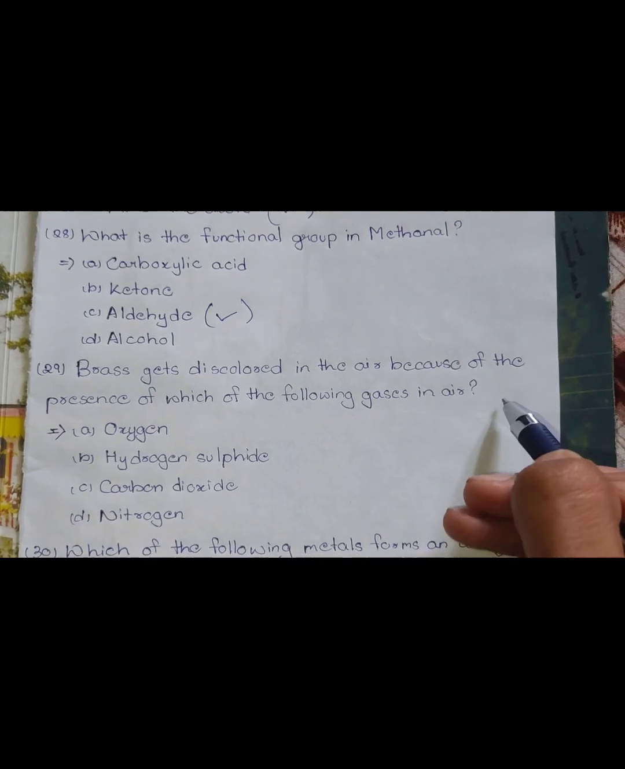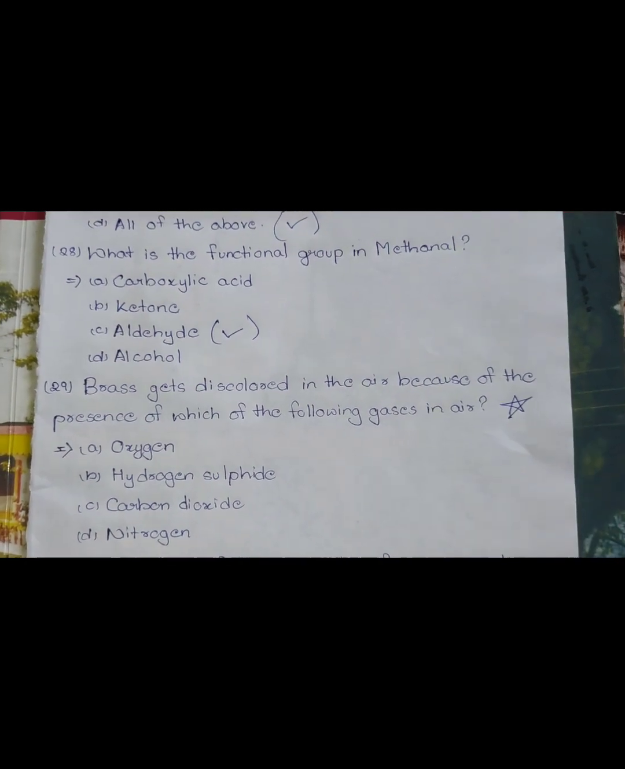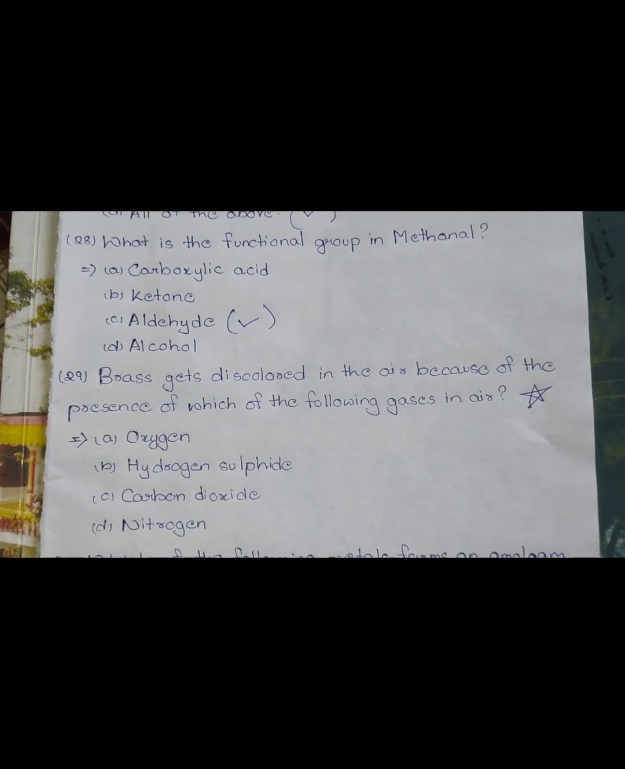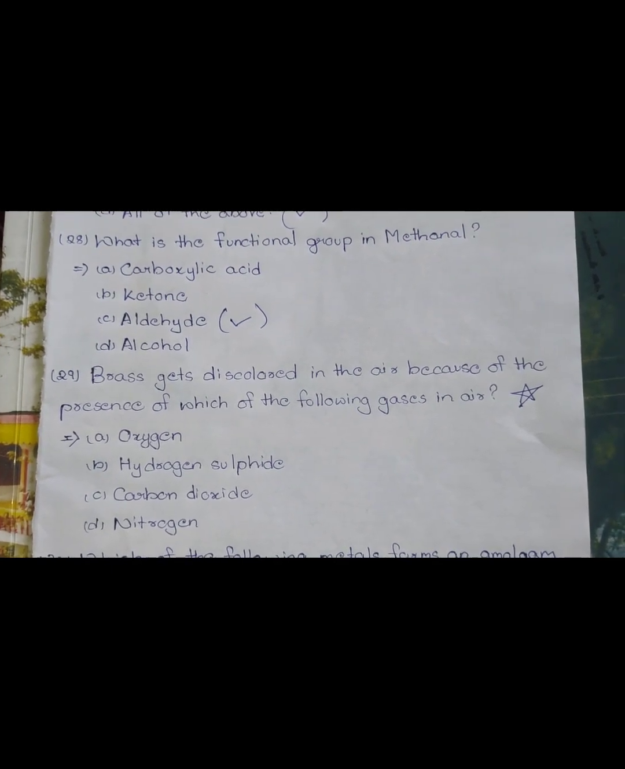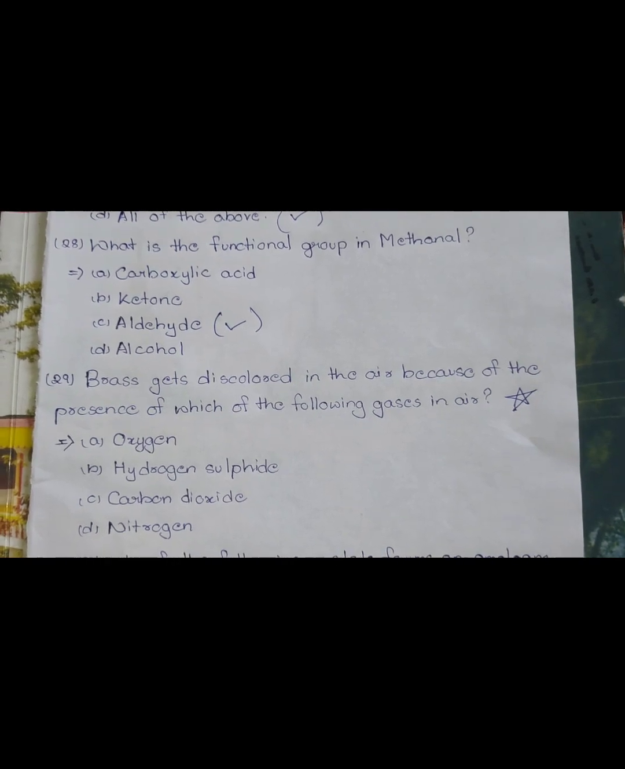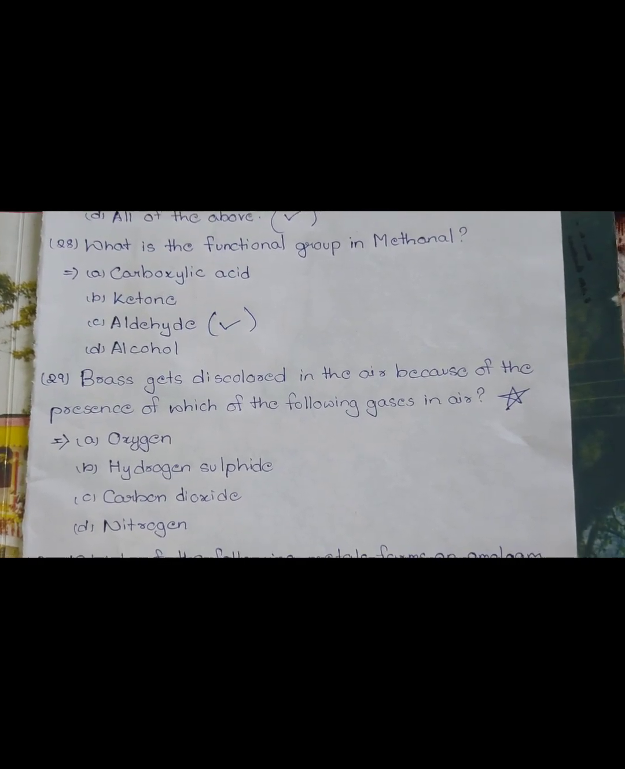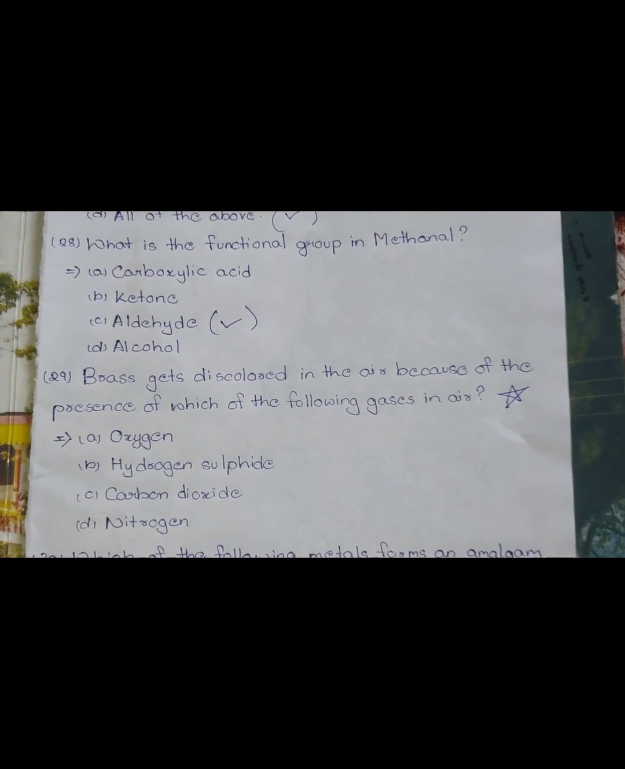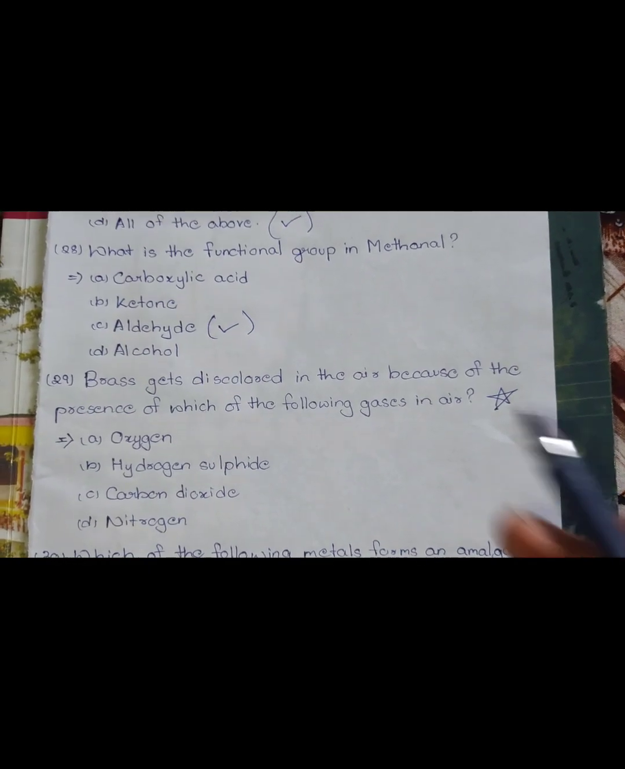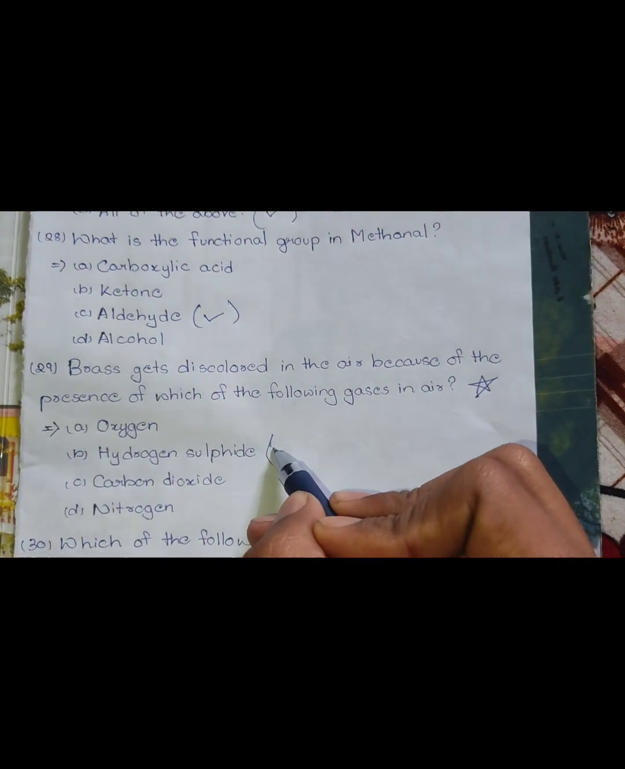Next question. This is also one of the important questions of this set, so please note it down or take a screenshot. Brass gets discolored in the air because of the presence of which of the following gases in air? Option A, oxygen. Option B, hydrogen sulfide. Option C, carbon dioxide. Option D, nitrogen. So the right answer is option B, hydrogen sulfide. Next question.